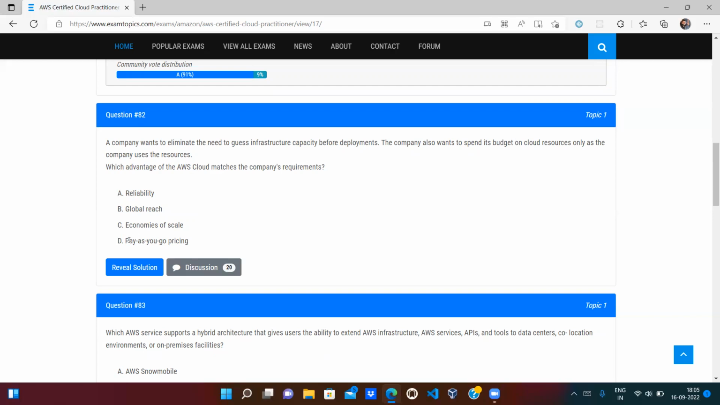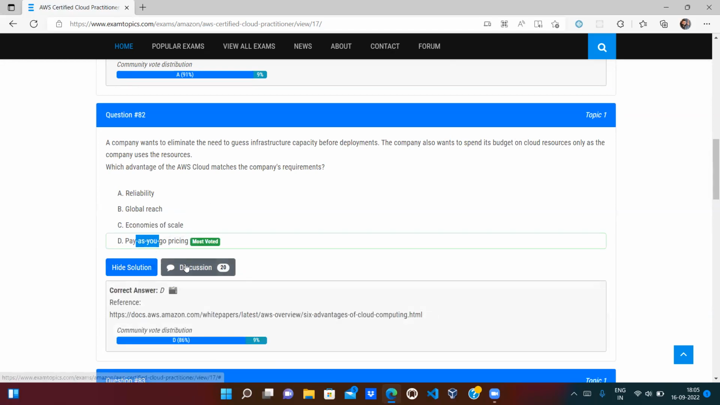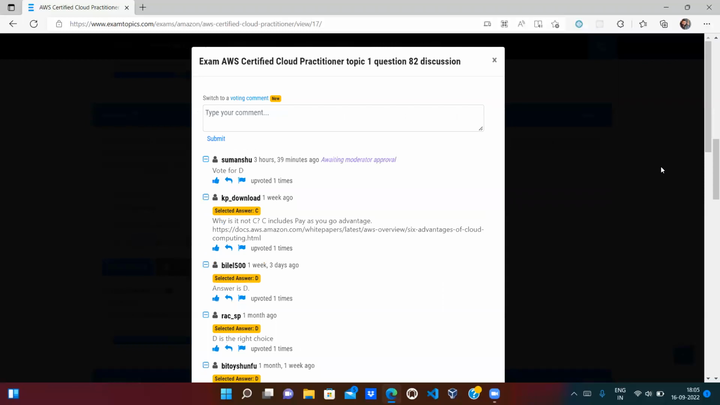The advantage is the pay-as-you-go pricing. It's not reliability. Reliability is when you deploy something and something fails, it should automatically recover. It's not global reach. It's not economies of scale. It's the pay-as-you-go pricing. So option D is the correct answer, and most of the people say option D.